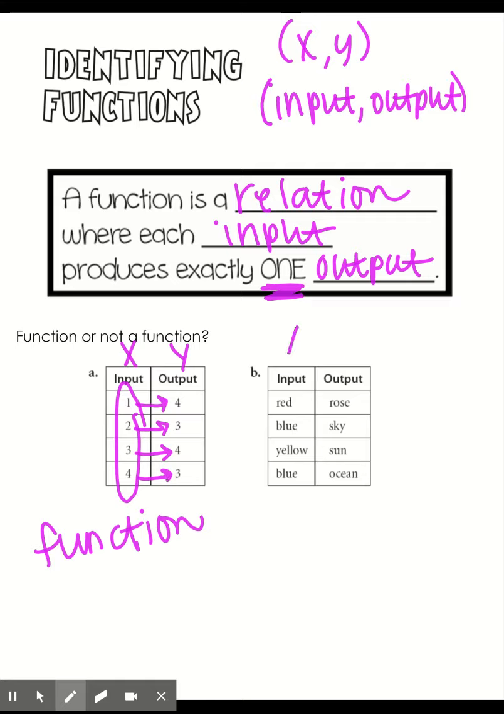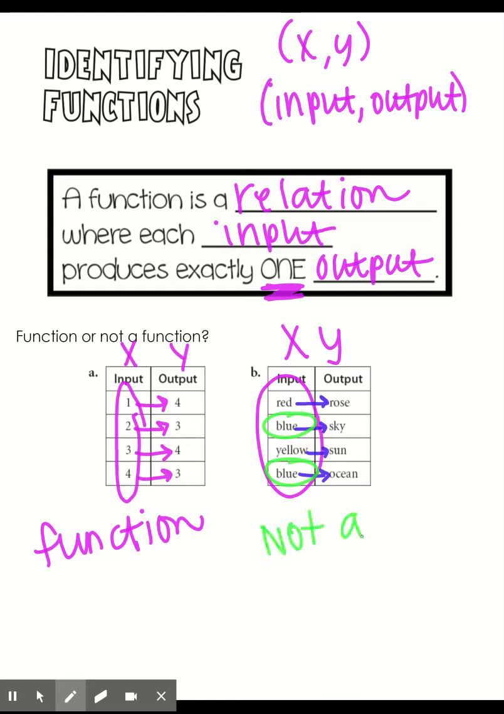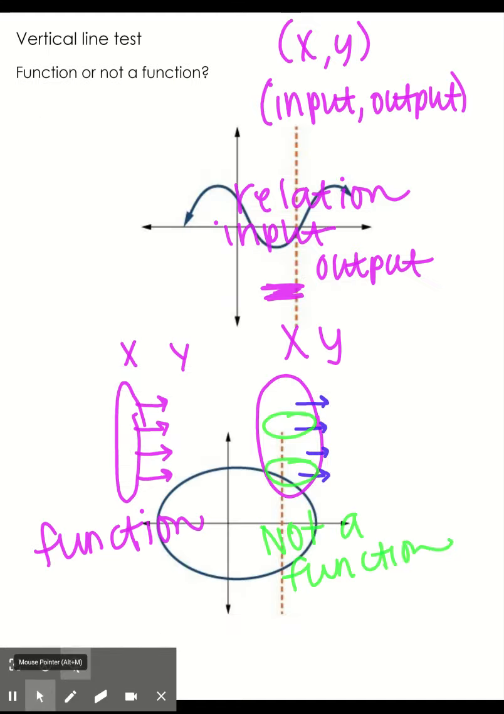On this next example, you're going to focus on your inputs, but now you're going to notice that red goes to rose and blue goes to sky, yellow goes to sun, and blue goes to ocean. But our problem here is that blue is repeated. Blue cannot go to two locations at once. That means this is not a function. Okay, let's go to the next page.